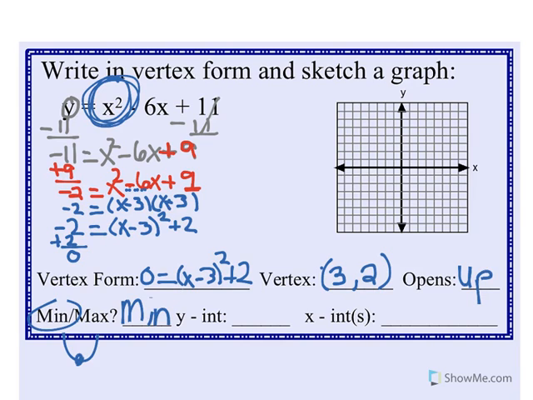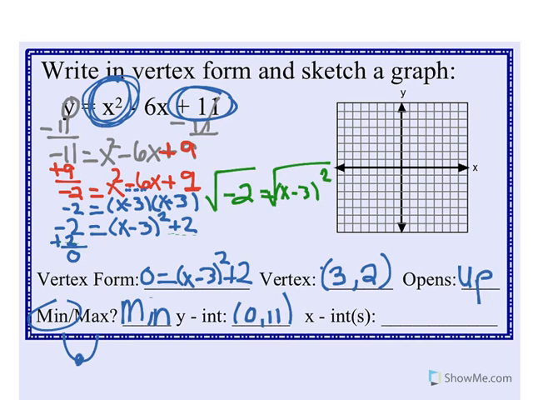The y-intercept is the constant on the end. It is the 11. The only thing we have left to fill out is our x-intercept. That's where we're going to take that last part of the equation we were at, negative 2 equals the x minus 3 squared. So I'm going back to before we added the 2 to the other side. There we go. So the undoing of the square is square root.